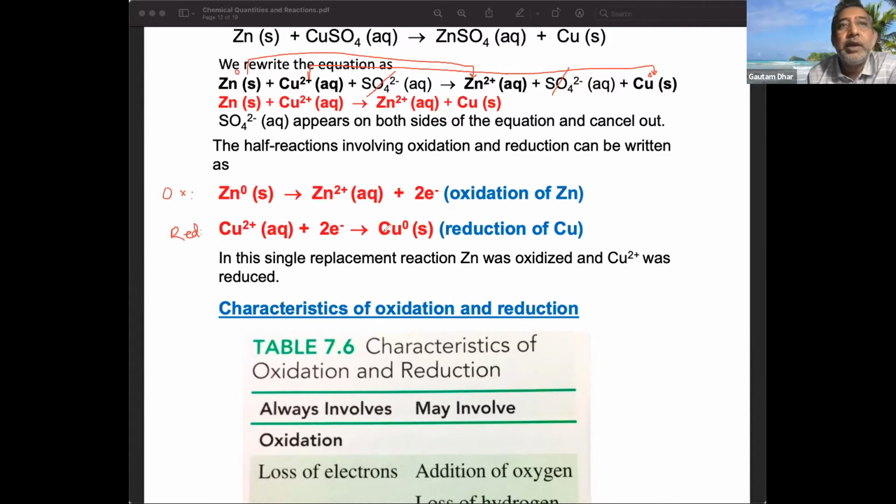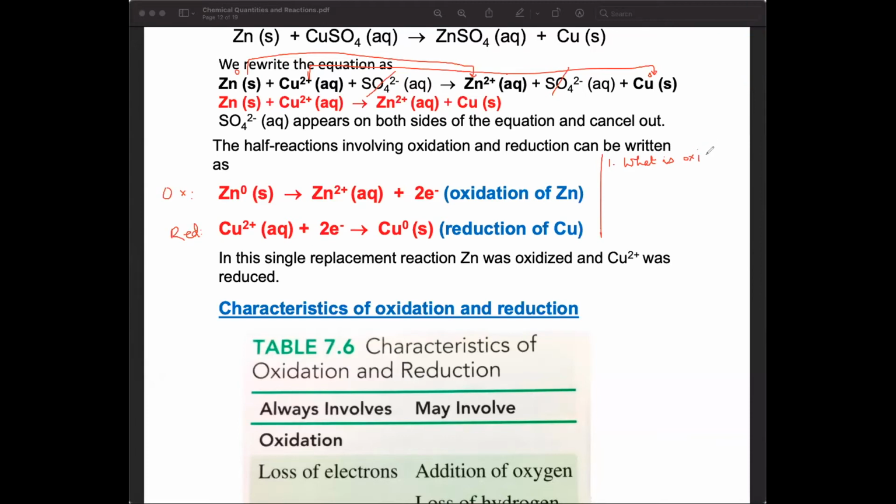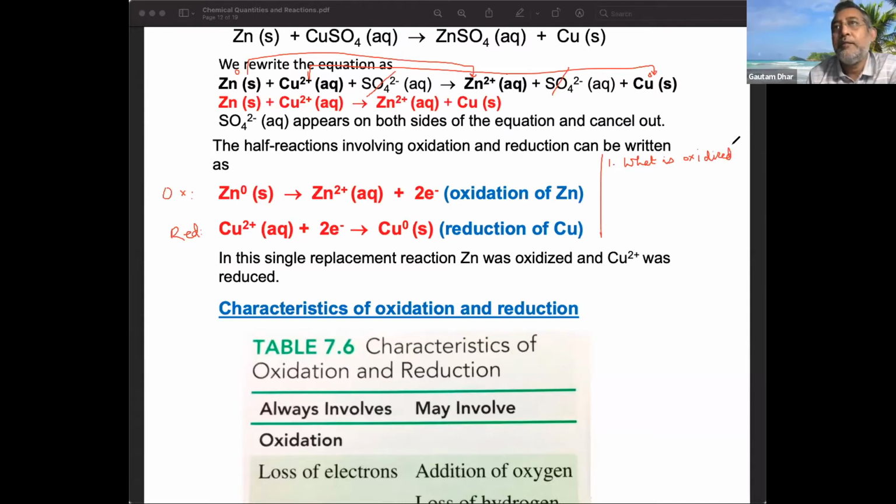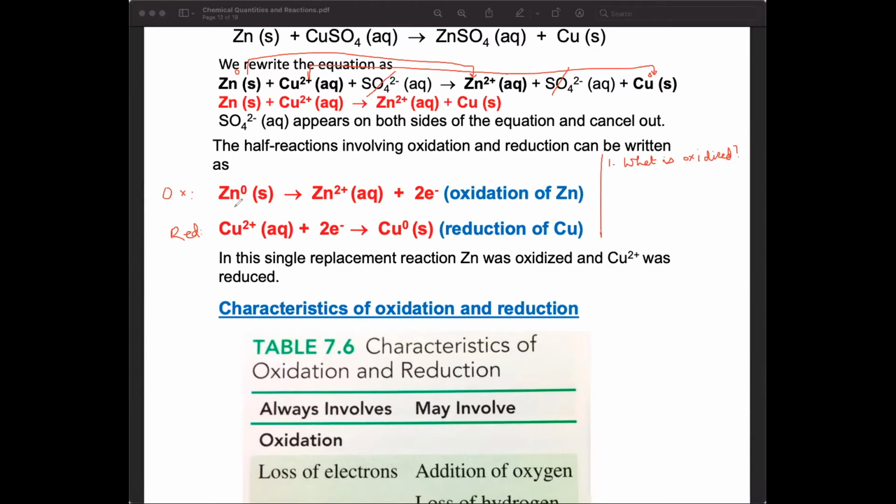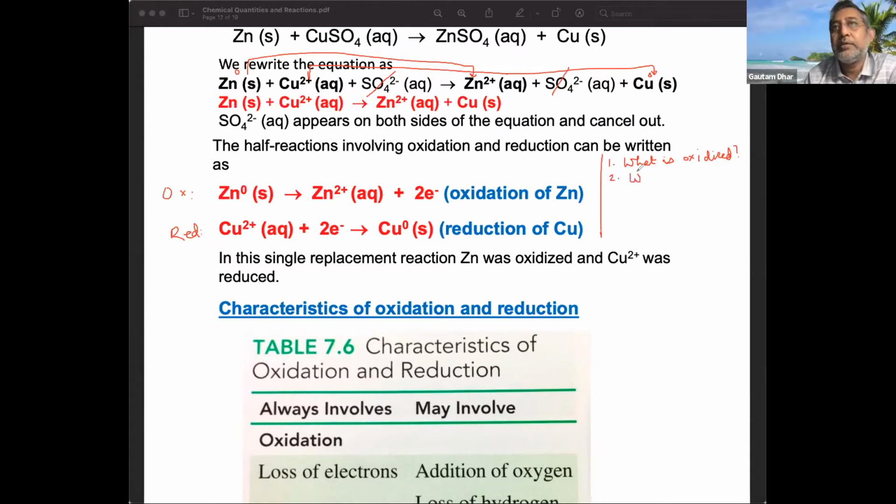Copper 2 plus plus 2 electrons to become copper. Now from here, you will be asked 4 questions. Only 4. What is getting reduced? What is oxidized? So here, what is oxidized? Zinc metal is getting oxidized to zinc 2 plus. So simple answer. What is reduced?